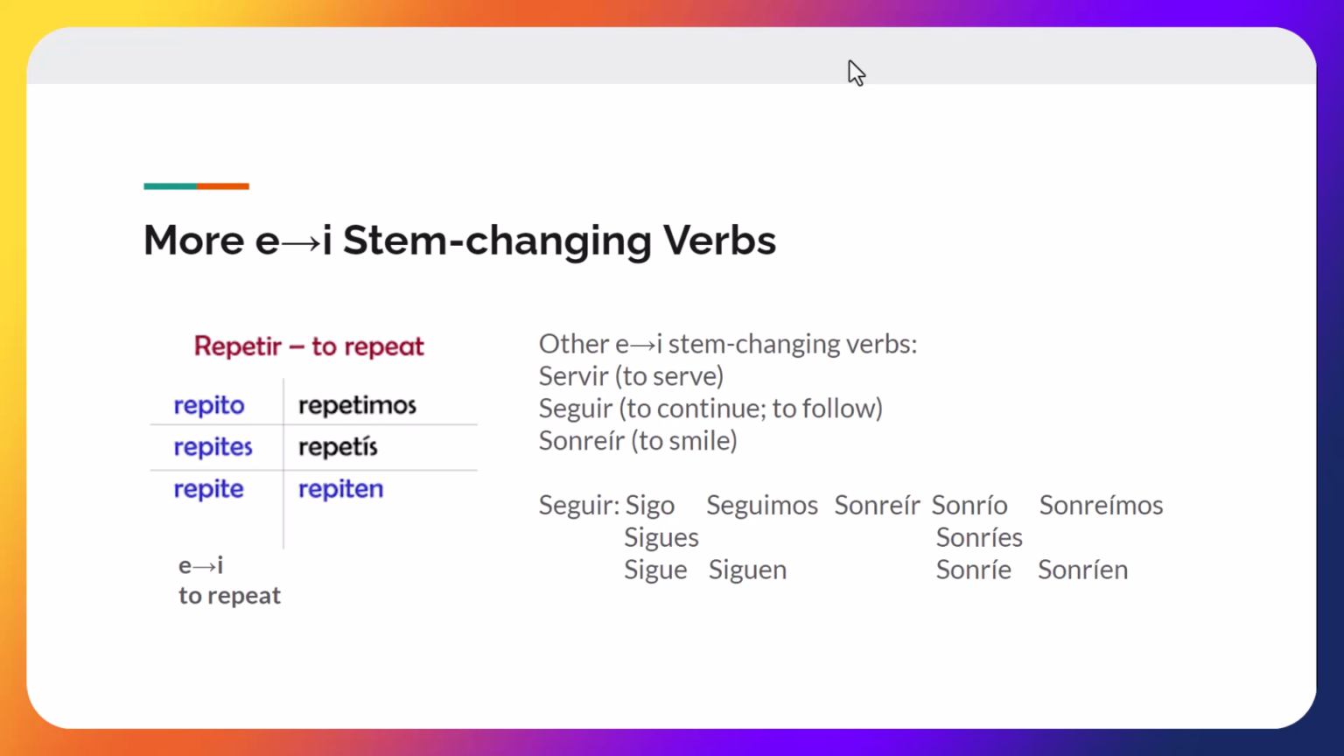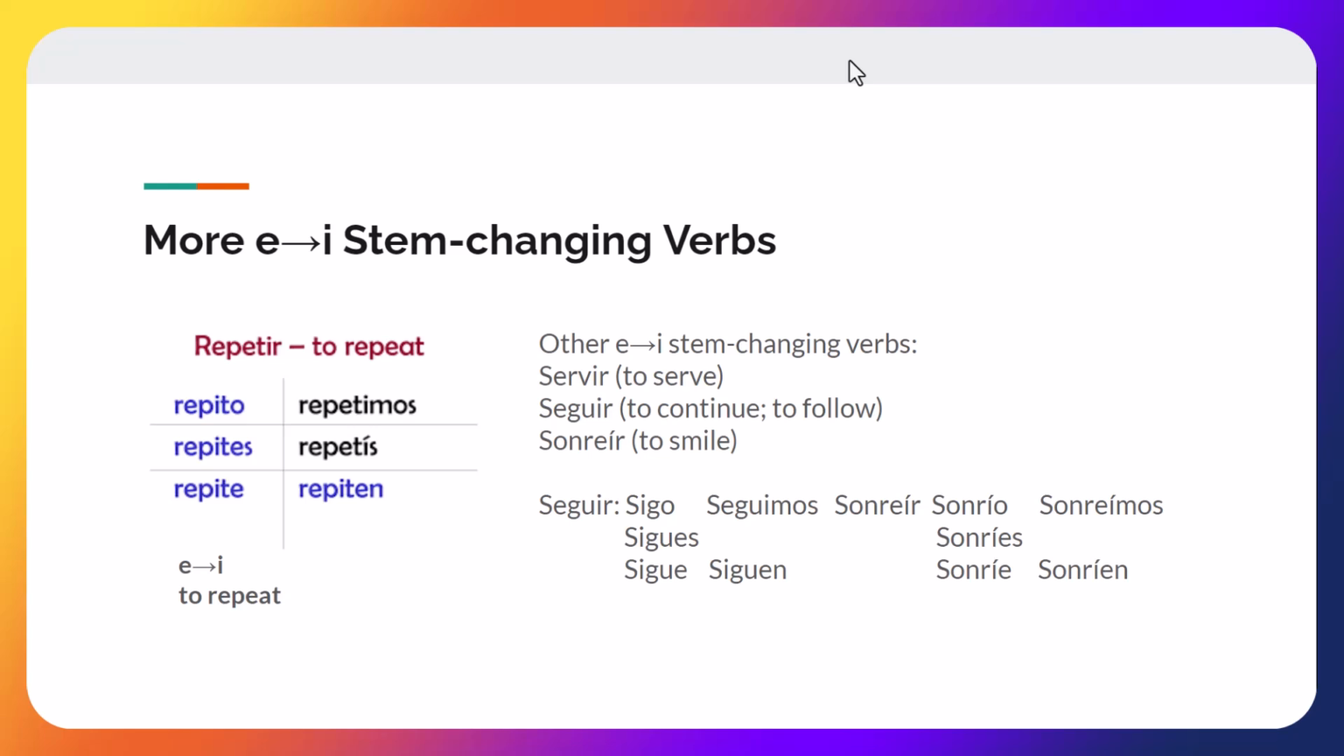Seguir means to continue or to follow. We come up with sigo, sigues, sigue, seguimos, siguen. And then we have the verb sonreír. Sonreír means to smile.